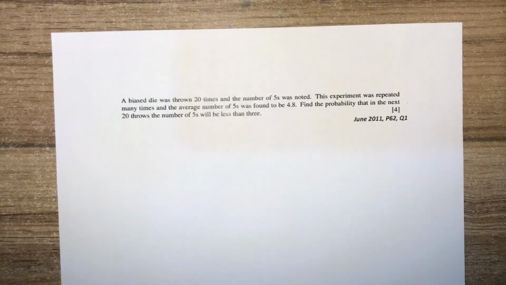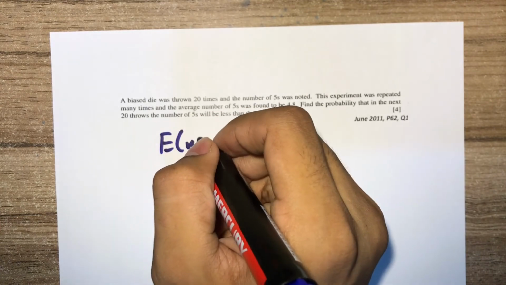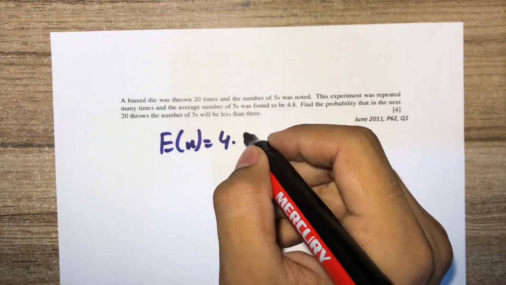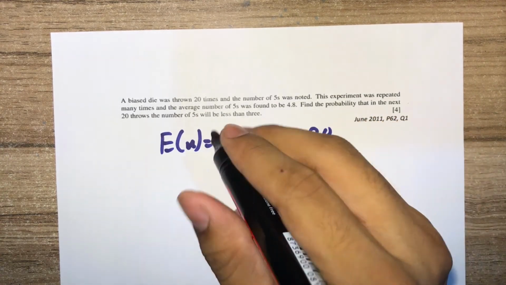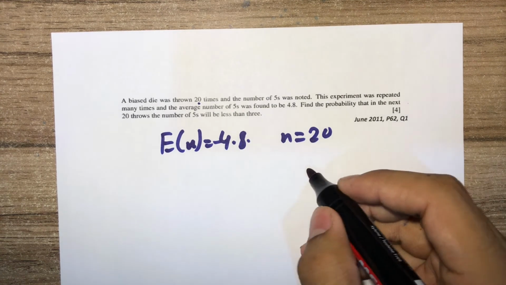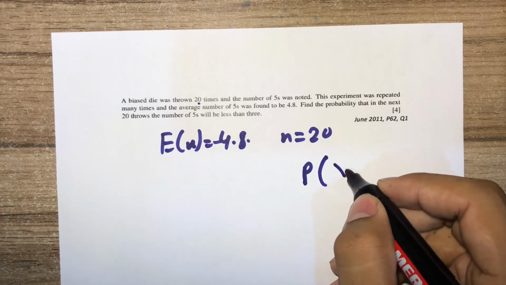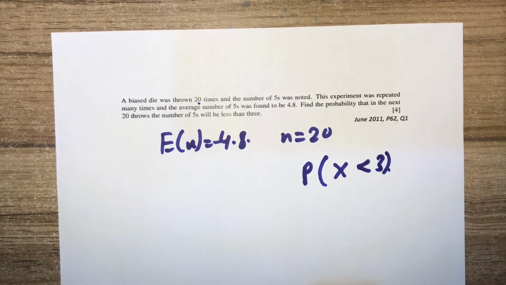So in this question, a biased die was thrown 20 times and the number of 5s was noted. This experiment was repeated many times and the average number of 5s was found to be 4.8. Means the mean or the expected value of 5s was 4.8. And total trials were 20. Find the probability that in the next 20 throws the number of 5s will be less than 3. So either 0, 1 or 2 5s.